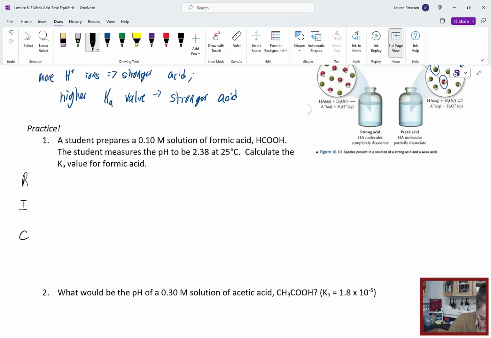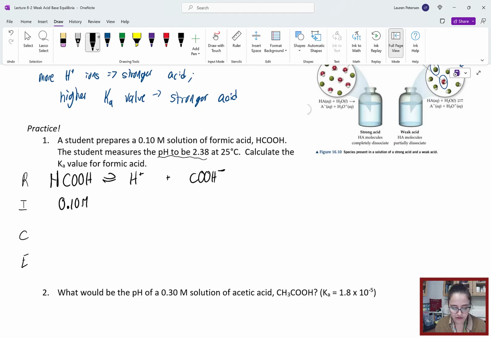So the reaction that we're talking about is that formic acid. So we got HCOOH, and it's a weak acid, so it'll break apart into H+ and that COOH-. Okay. We are given the initial concentration of that acid to be 0.10 molar, and then we have the pH.